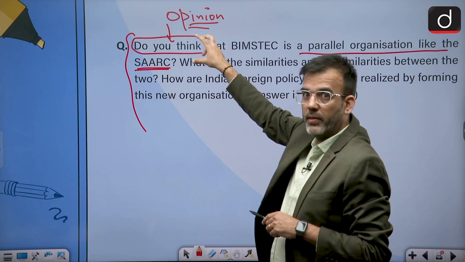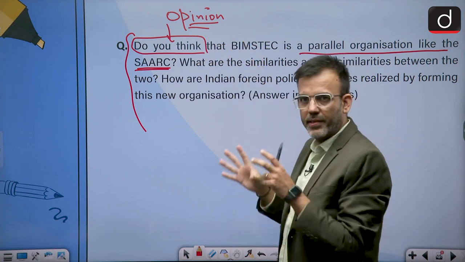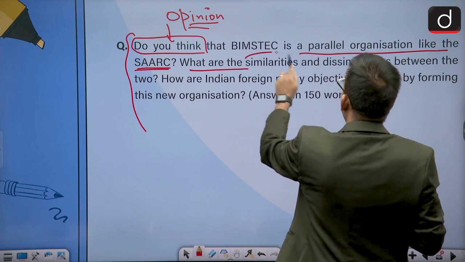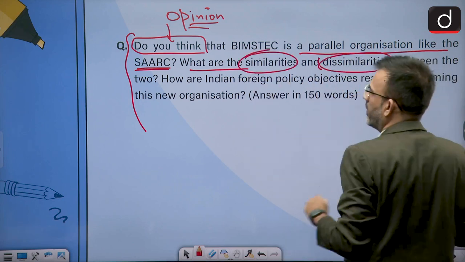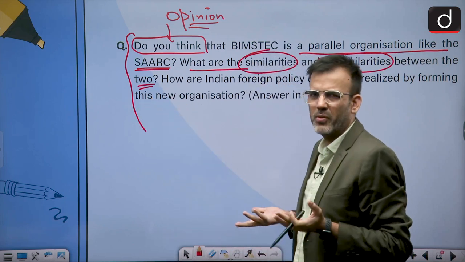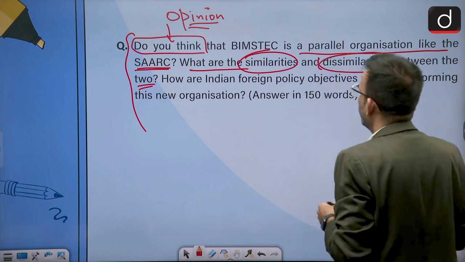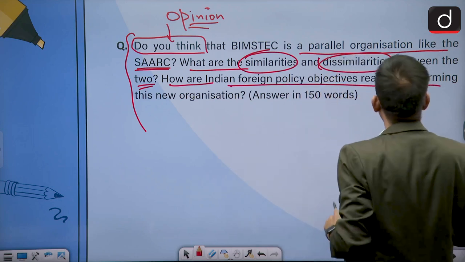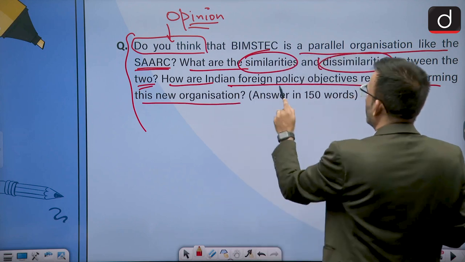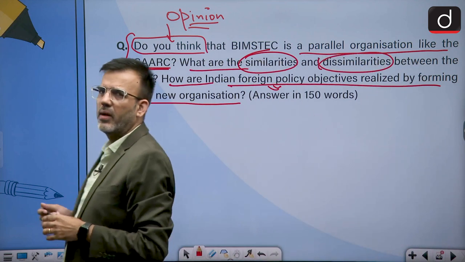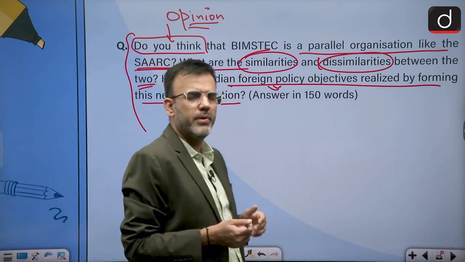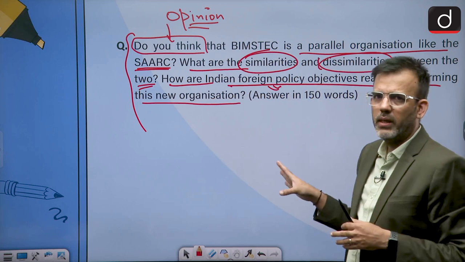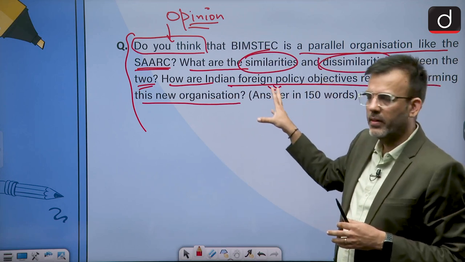Firstly, you have to give your opinion. Secondly, it's a somewhat sensitive thing that we need to understand. The second aspect of the question refers to the similarities and dissimilarities between SAARC and BIMSTEC. This is a plain factual question. You don't have to worry a lot about it. The third part of the question is, how are Indian foreign policy objectives realized by forming this new organization? We have to explain that by helping in the creation of BIMSTEC, what major foreign policy objectives India has tried to achieve. So these are the three associated aspects in this question.